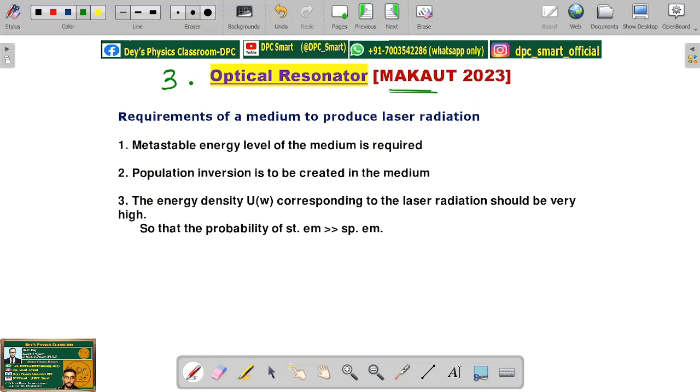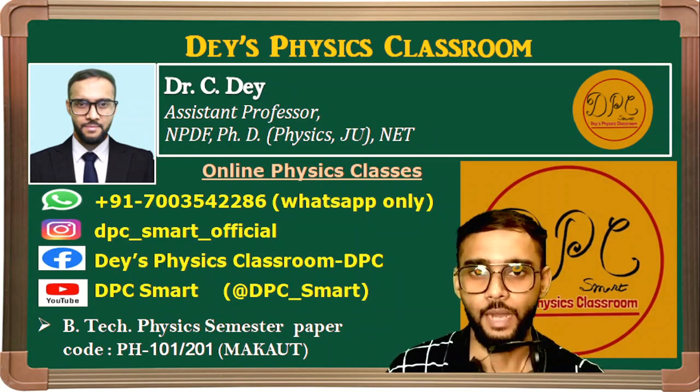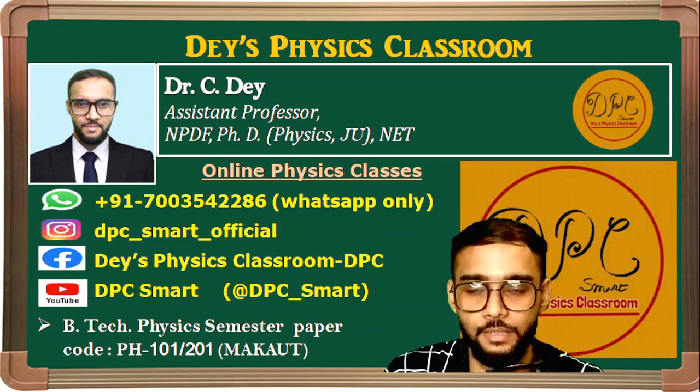question in the 2020 MAKAUT physics paper. The question was, write down a short note about optical resonator. The third component of a laser to form or construct a laser is called the optical resonator.